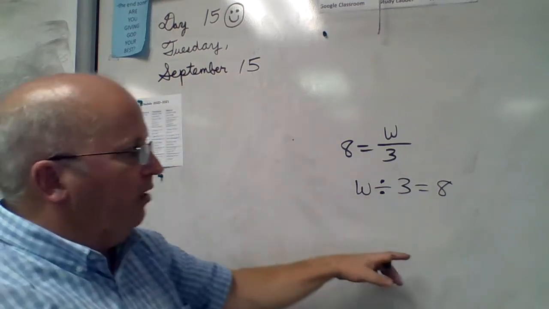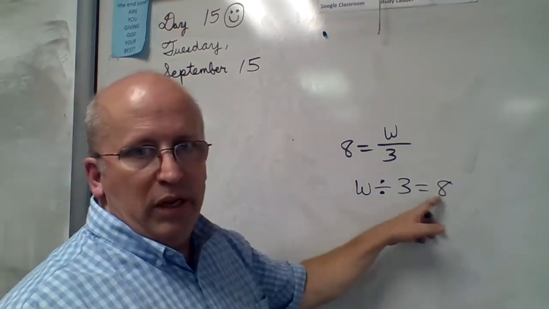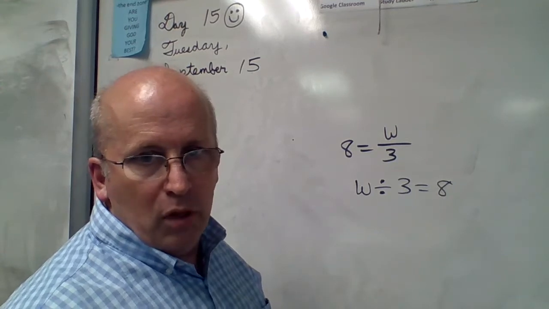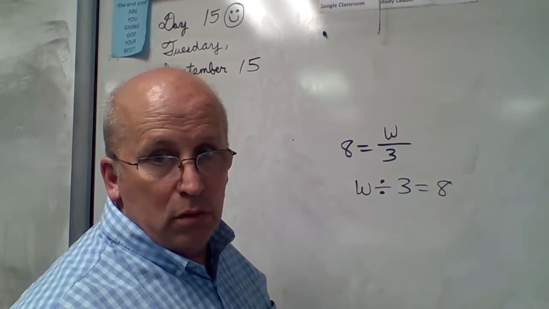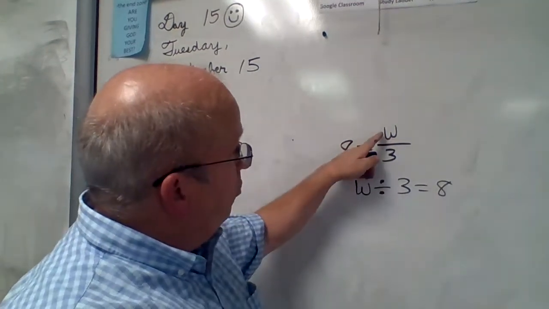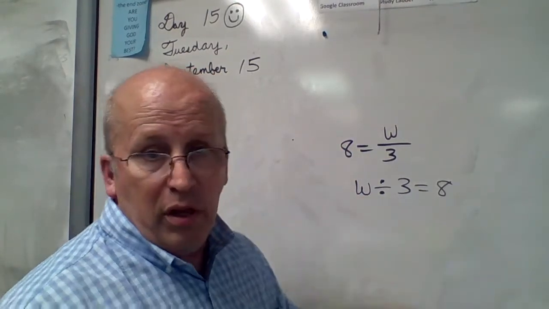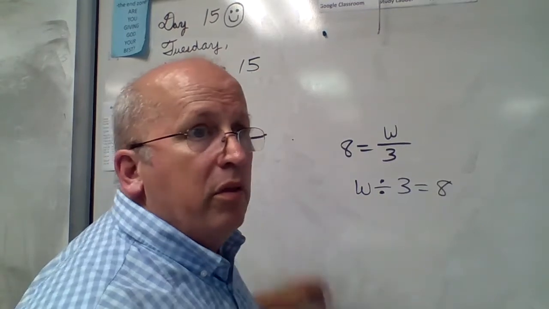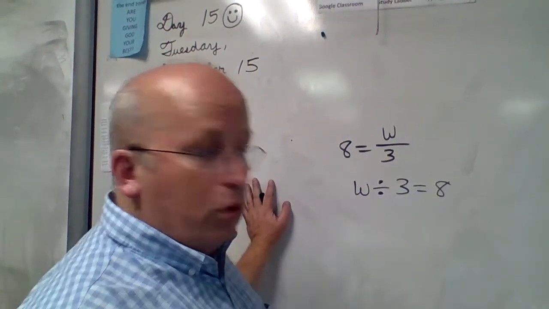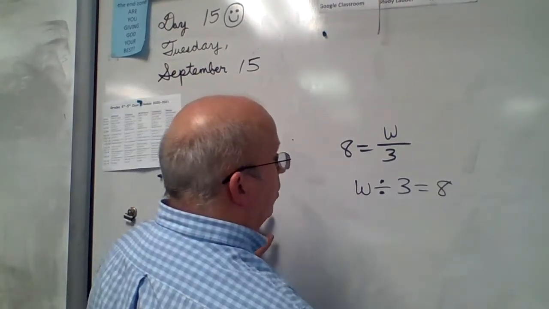What multiplication problem uses 8 and 3 in it? Well, isn't that 3 times 8 equals 24? Let's try that. Is 24 divided by 3 equal to 8? Yes, it is. Our answer is that w is 24.